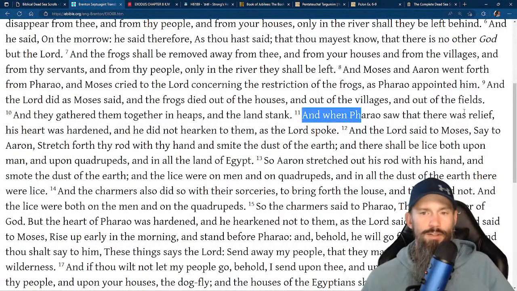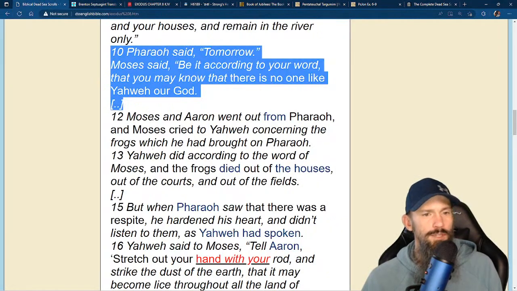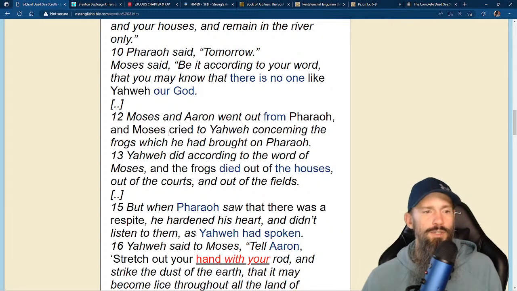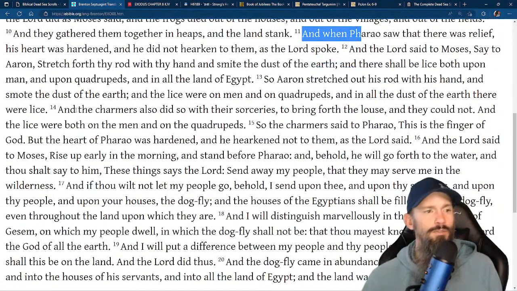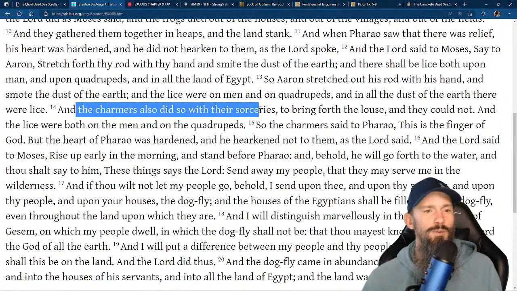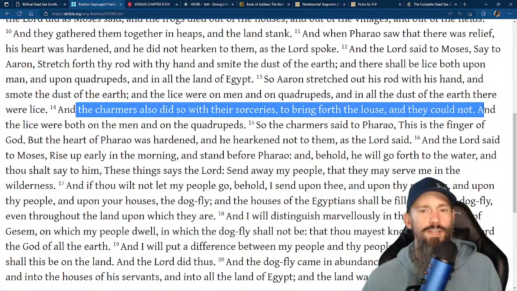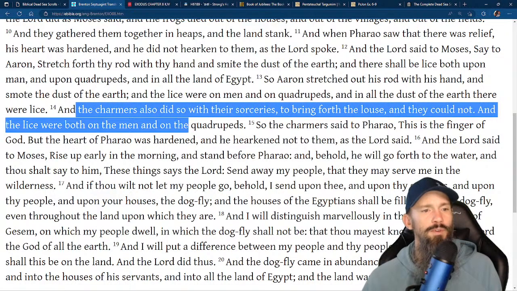And when Pharaoh saw that there was relief, his heart was hardened, and he did not hearken to them as Yahuwah had spoken. Moses and Aaron went out from Pharaoh. Moses cried to Yahuwah concerning the frogs which he had brought on Pharaoh. Yahuwah did according to the word of Moses, and the frogs died out of the houses, out of the courts, and out of the fields. That is so off. And the charmers also did so with their sorceries to bring forth the louse, and they could not, and the lice were both on the men and on the quadrupeds.